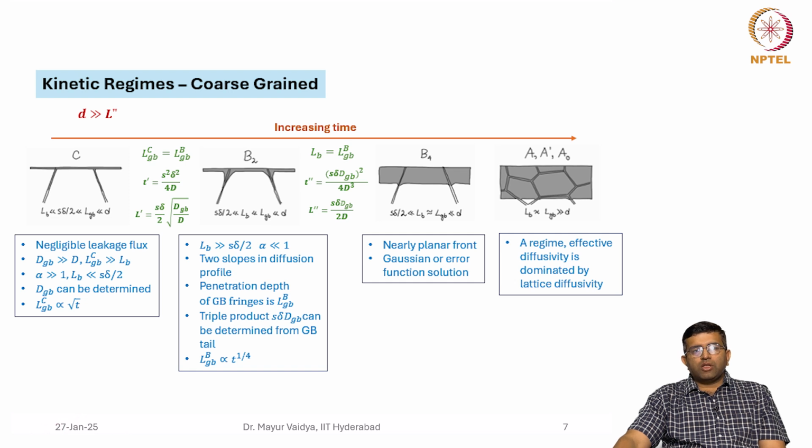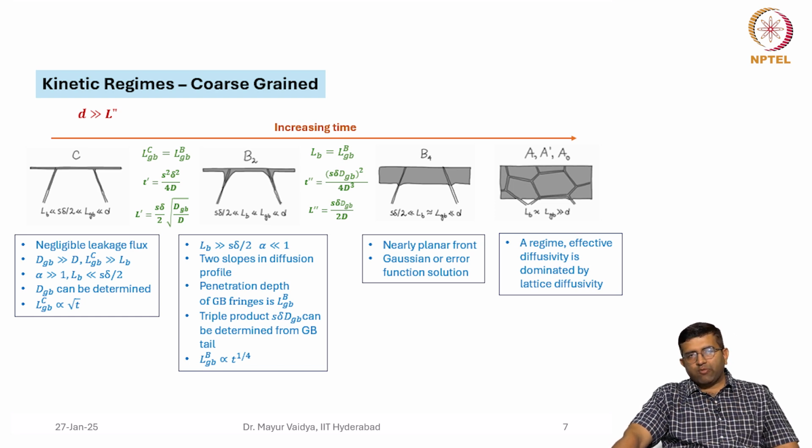So, for example, if you take the coarse grain, what we mean is that D is much greater than L double dash. What is L double dash? I will define it very shortly. D is the grain size. As I said, we are trying to understand the evolution of the kinetic regimes as a function of time, so in this direction we will be keeping the increasing time.